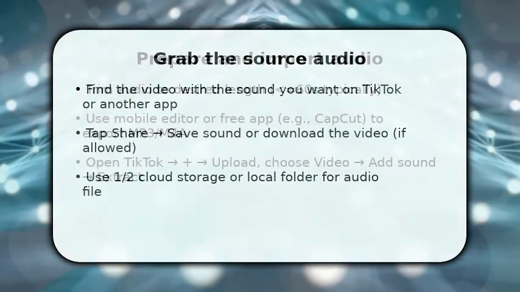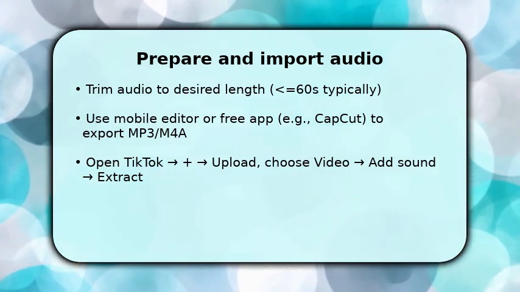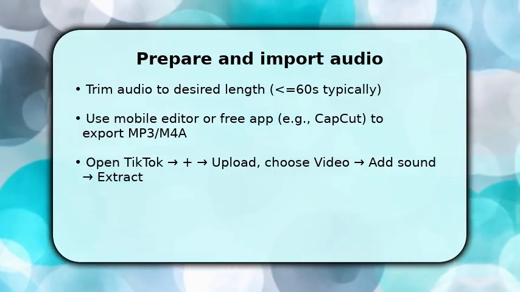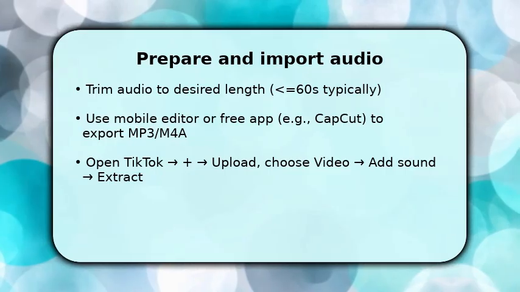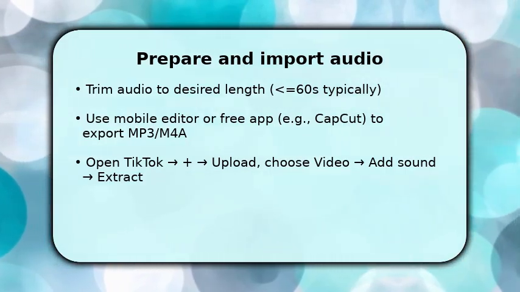Next, you prepare the audio so it fits TikTok's format. Open a simple editor like CapCut or your phone's trimming tool and cut the clip to the exact seconds you need. Shorter is better for hooks. Export as MP3 or M4A, then open TikTok, tap the plus, upload, and select your video.